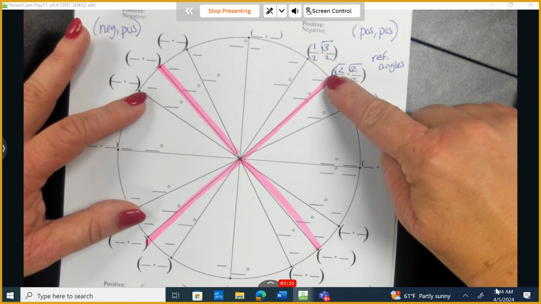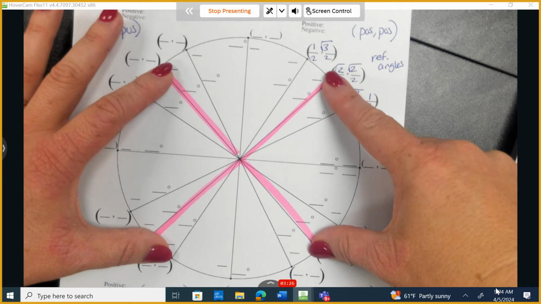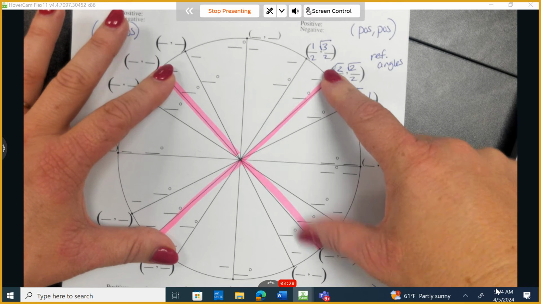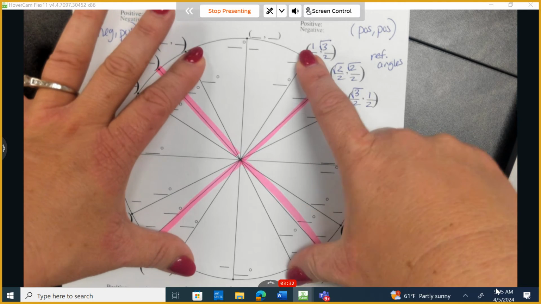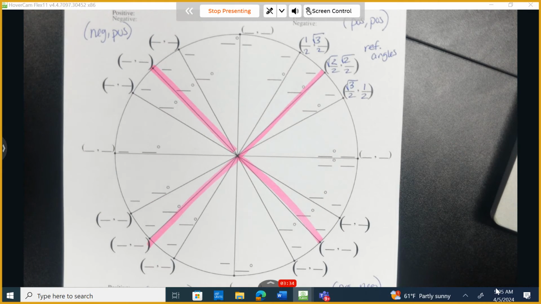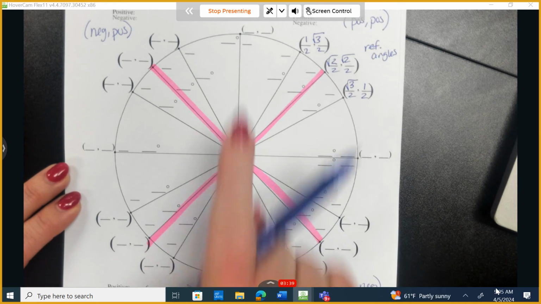Now put your finger up here at radical 2 over 2, radical 2 over 2. This is the reference angle for these 3 other positions. And lastly, way up here at 1/2 and radical 3 over 2, this is the reference angle for these 3 other positions.